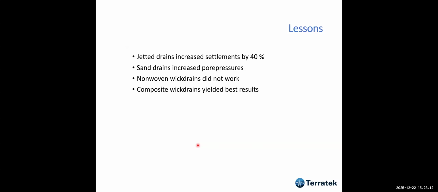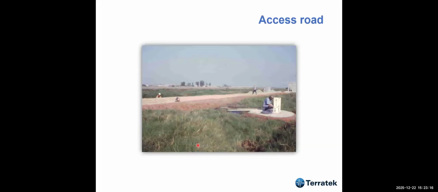Jetted drains increased settlement by 40%. Sand drains increased the pore pressure. Non-woven wick drains did not work at all, okay? And composite wick drains yielded the best result. That's what we found. And then we have the access road.